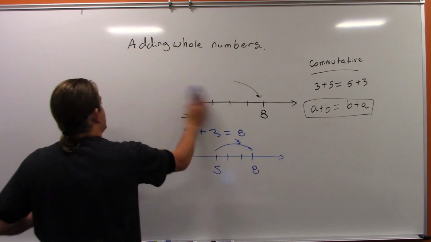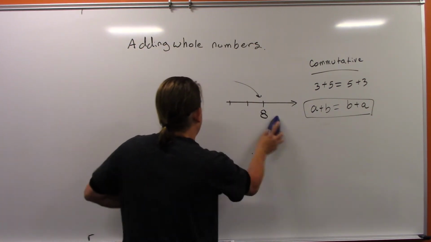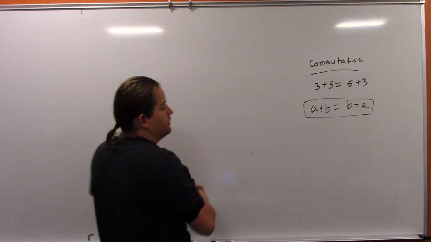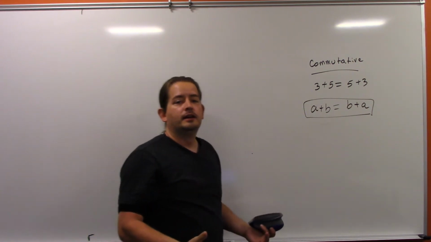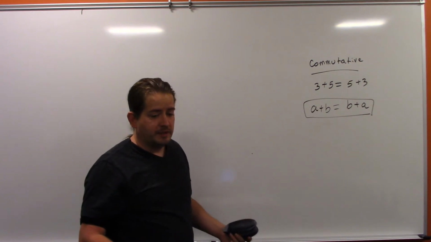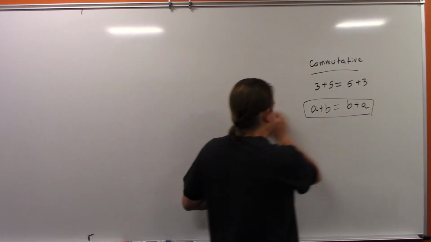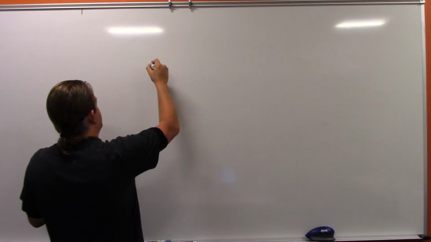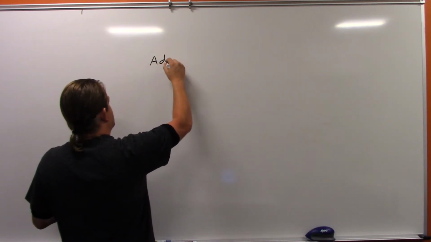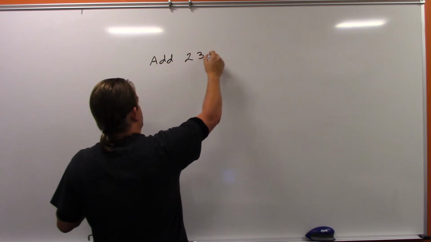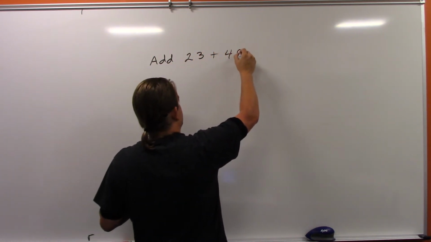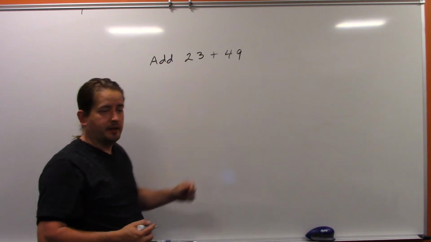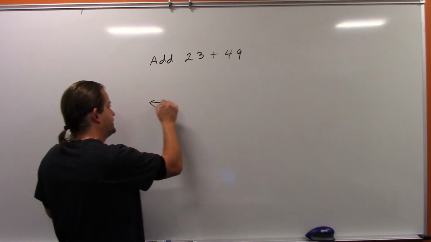Alright. So we have defined addition here on the number line. That doesn't mean that we're always going to do addition on the number line. Doing addition on the number line can become tedious extremely quickly. For example, if I have to add, let's say 23 plus 49, I don't really want to tick out 49 spots on my number line. To do so looks like this.